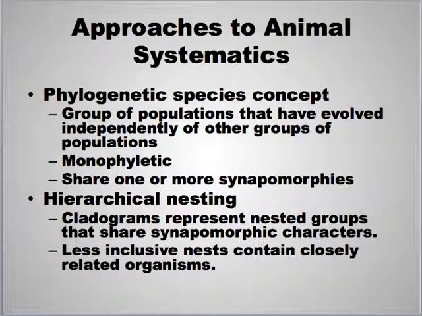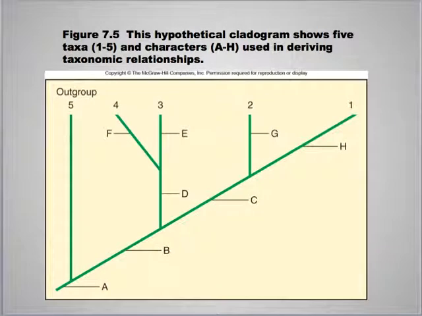Hierarchical nesting means that you can have clades within a clade. That's what nested hierarchies are. So if you look, we go back to here for a minute. If this is a clade, then this is a clade within a clade. So all you're looking at are clades within clades. So if you can circle a clade within another clade, it's a nested hierarchy.